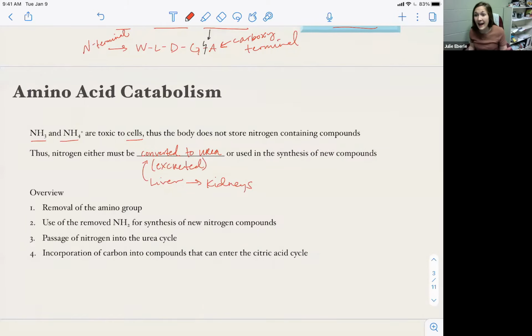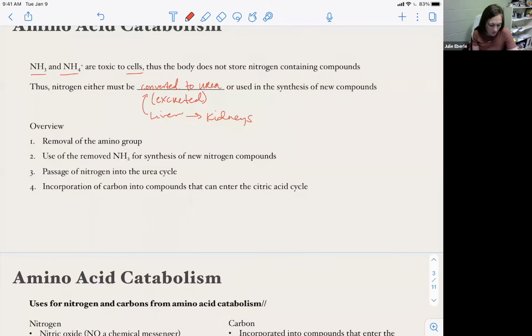So we constantly have this, and every cell, every tissue does this, but the synthesis of this new stuff and what we're going to get into, the catabolism, happens primarily in the liver, okay? And then again, it's either excreted through the kidneys, or we synthesize new biological molecules and put them back in the bloodstream and send them to other cells and tissues.